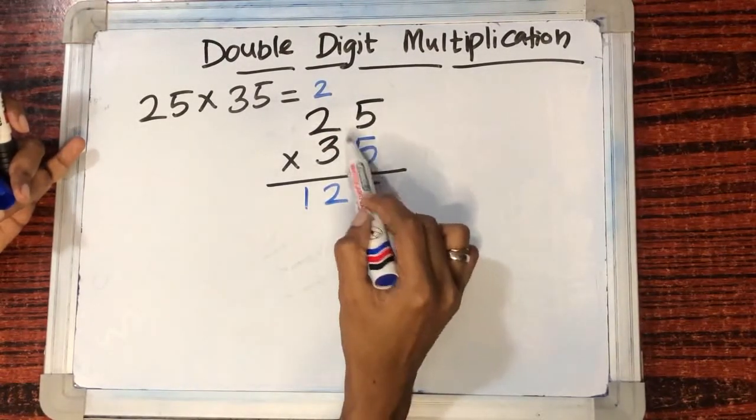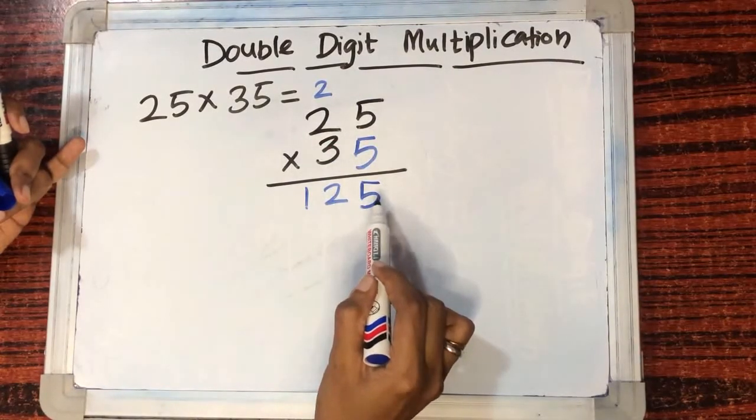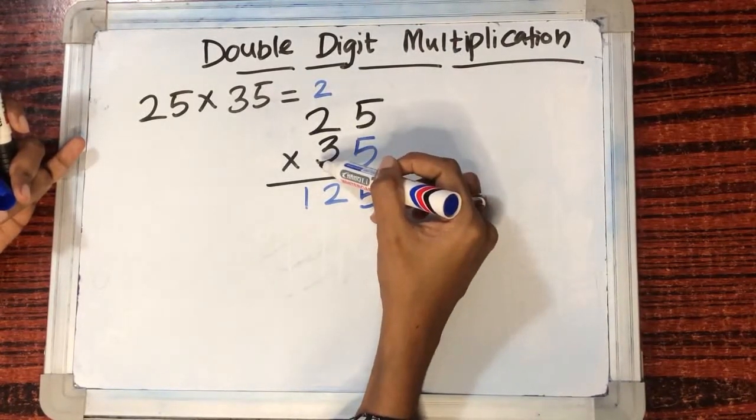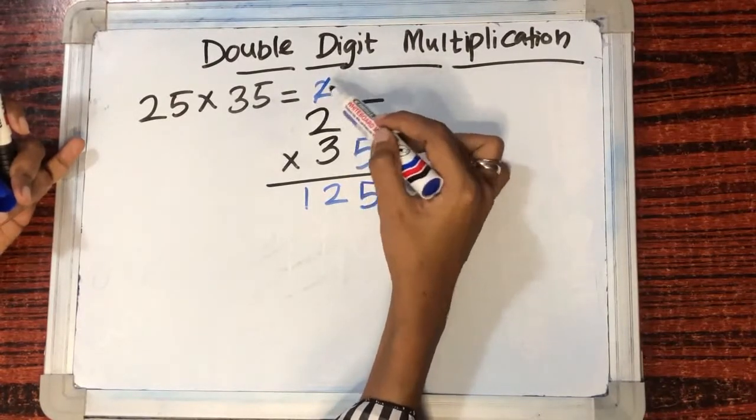So 5 times 25 is 125. Before we move on to the next number, you need to cut any number if you have written on the top.